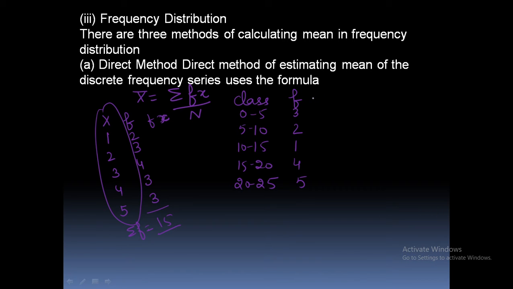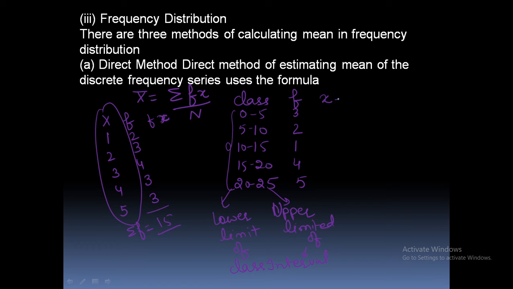Now you have to find out mid values. Here I represent mid values by small x. For calculating mid values, we will add the lower limit of the class interval plus the upper limit. The left side of a class interval is known as the lower limit, and the right side of a class interval is the upper limit of the class interval.